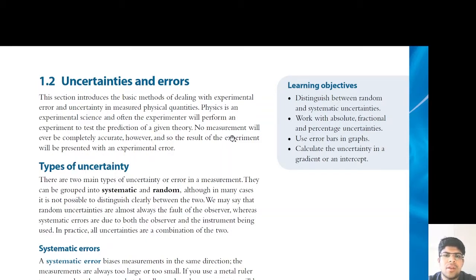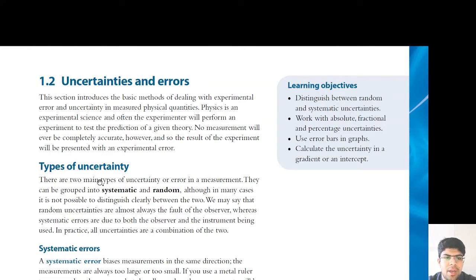The learning objectives today are that we will learn to distinguish between random and systematic uncertainties, work with absolute, fractional, and percentage uncertainties, use error bars in graphs, and calculate the uncertainty in a gradient or an intercept. So, types of uncertainty.